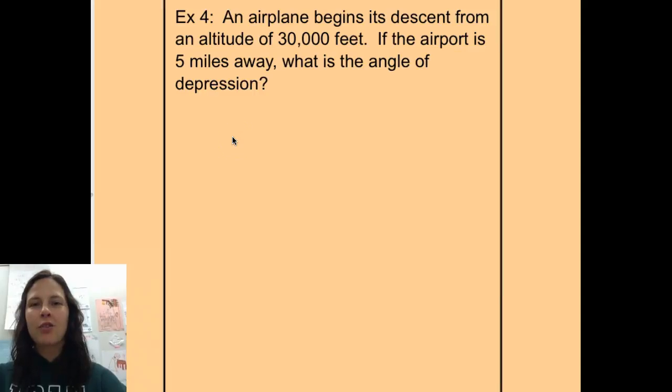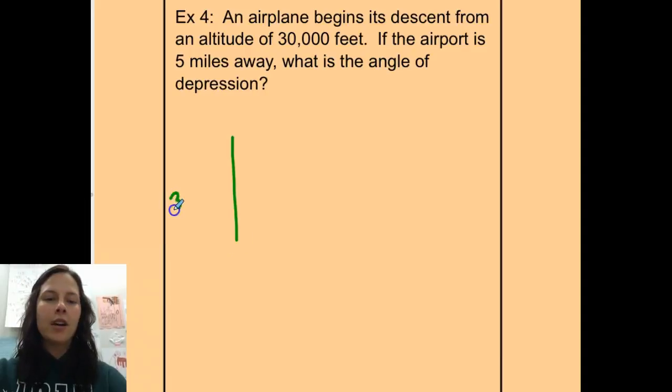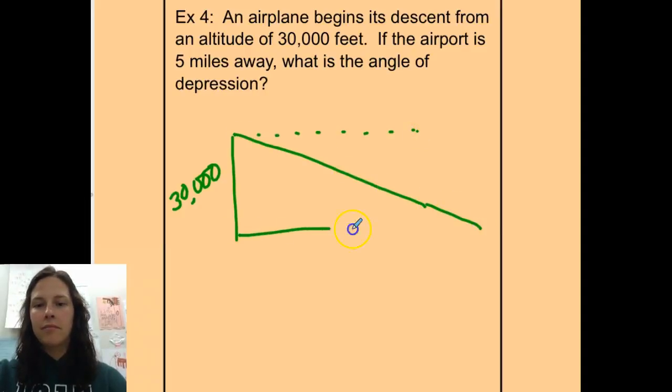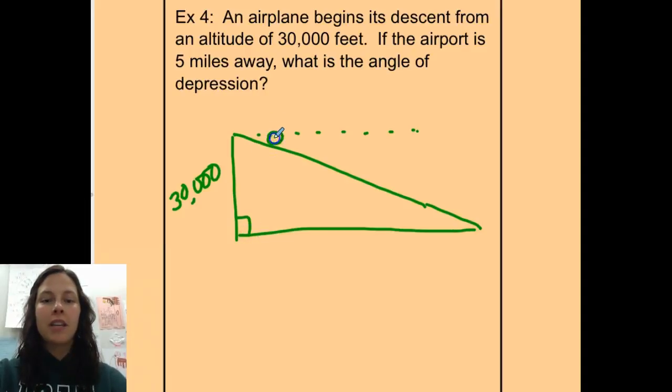And we can't finish off our trig unit without a word problem, so we've got an airplane descending from an altitude of 30,000 feet, so that would be its vertical distance in the air. And the airport is 5 miles away. We're looking for the angle of depression. Now the tricky part about an angle of depression is that it's made with a horizontal line and a line of sight down. So this angle up here is really the angle that we're looking for.